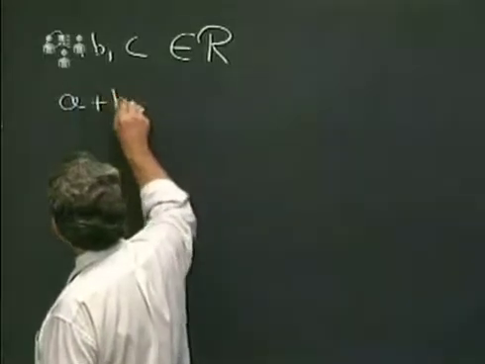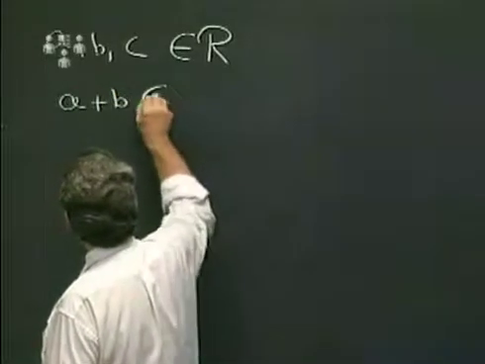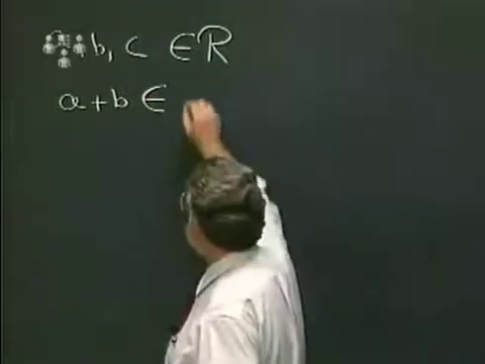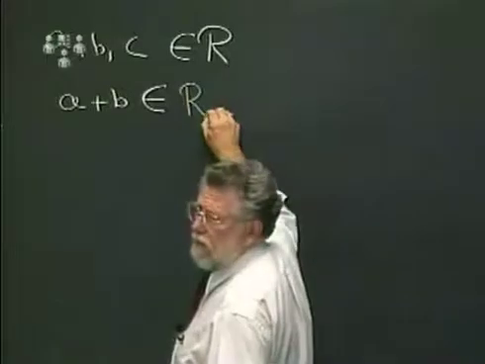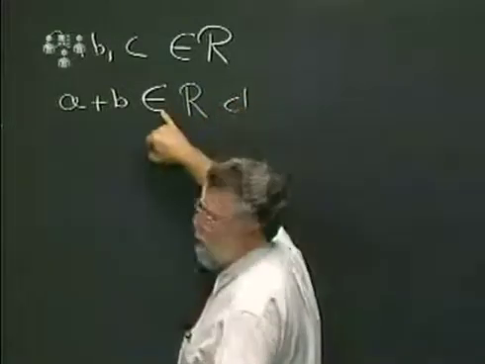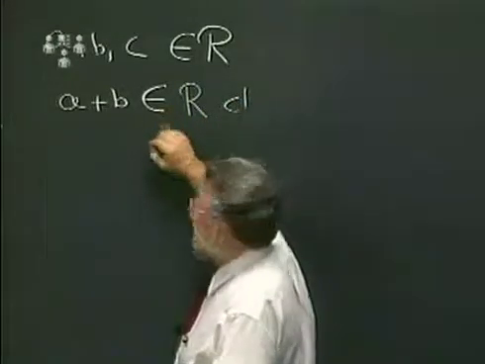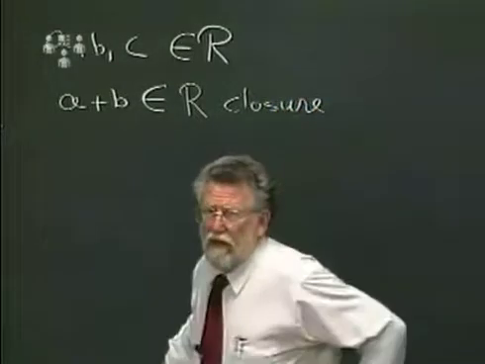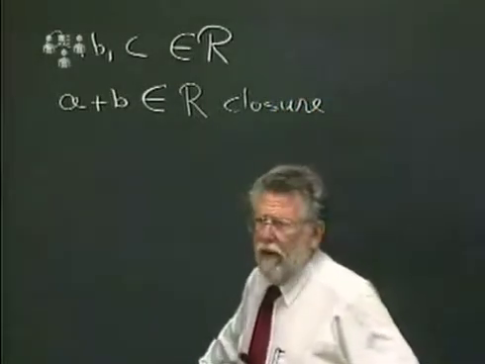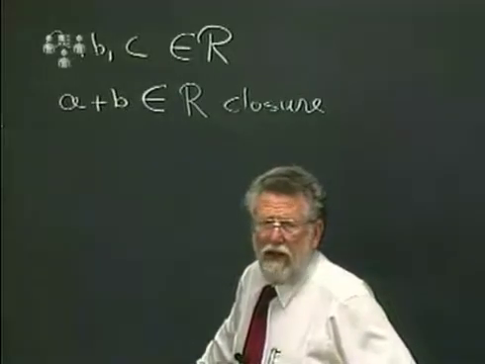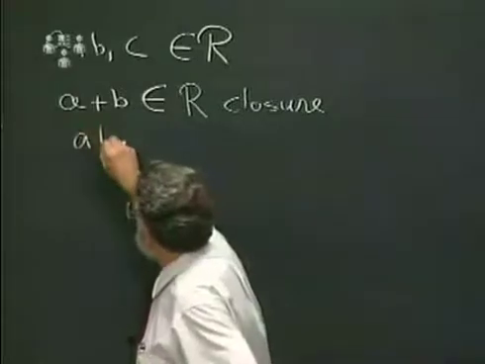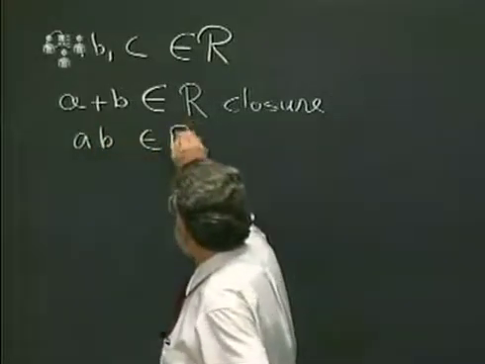A plus B belongs to what? Big R. It's closure. Belongs to. Is a member of. This is closure. You add 2 numbers, you get a number in the system. Add 2 real numbers, you'll get a real number. And there's a closure for what? Multiplication. AB is also an R.